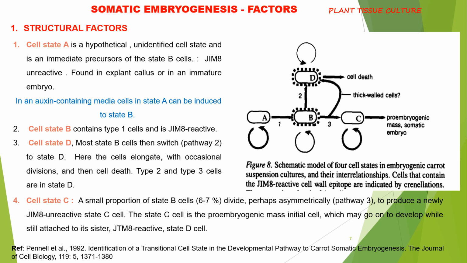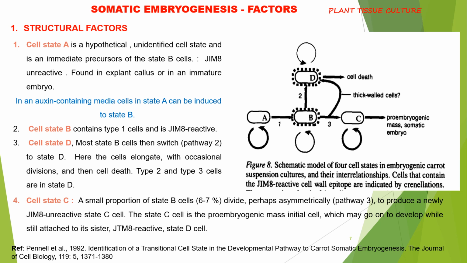The figure here is a schematic representation of the different cell states which lead to induction of somatic embryogenesis. Cell state A is the normal cell present in explant or callus. It does not have the epitope for the JIM8 antibody. When given an external stimulus like high auxin concentration, it may switch to state B, which contains the surface antigen for the antibody. From state B, the majority of the cells switch to state D, finally leading to apoptosis and cell death. These two have the cell wall antigen for antibody JIM8.